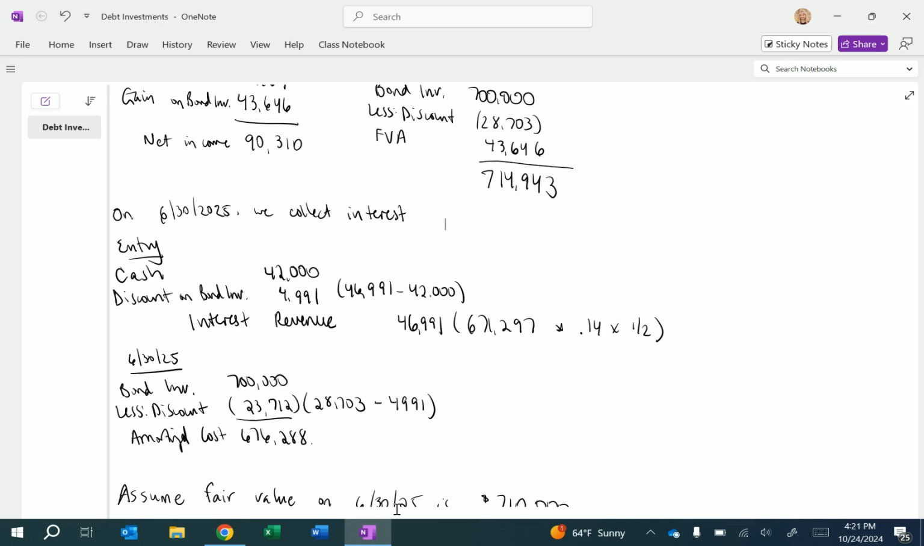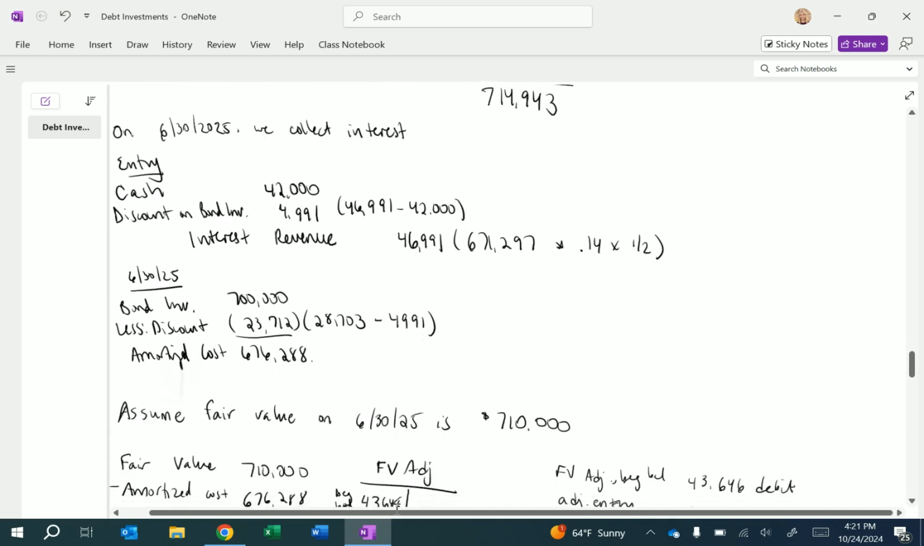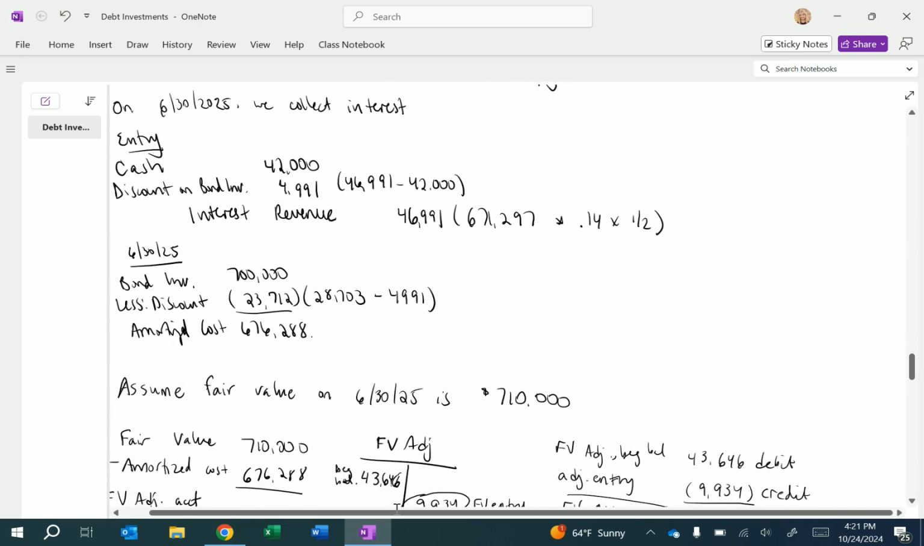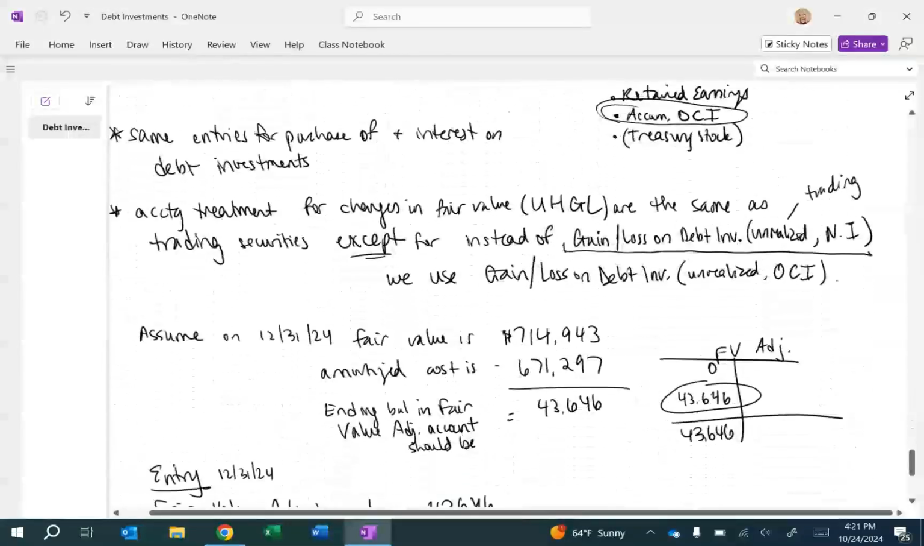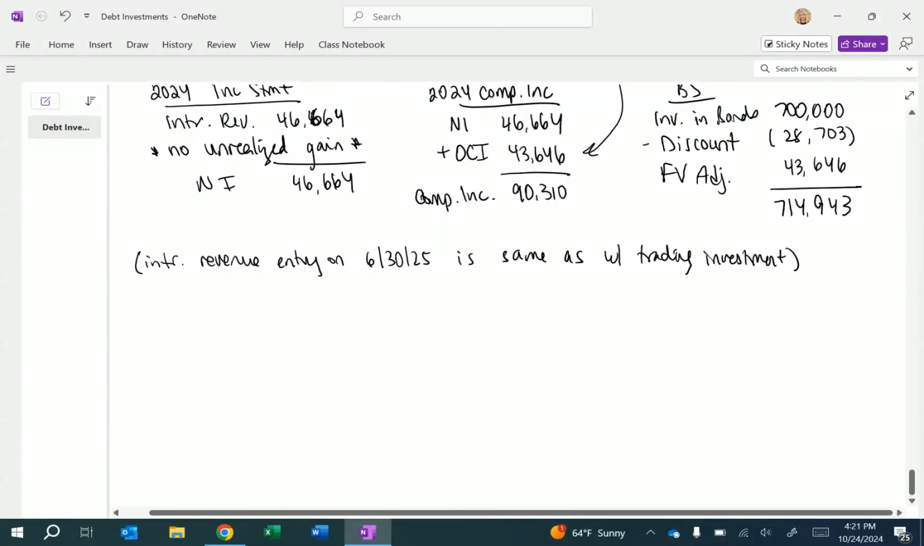We can write this over if we want, or we can just remember we're going to need on the income statement this 46,991, and that the amortized cost at 6/30 is 676,280. Okay, so that same entry there. If it makes more sense to write that down, go ahead. But again, assume fair value at the next interest date, 6/30/25, is 710,000.